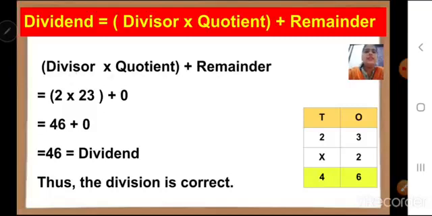Now divisor is 2, quotient is 23, plus 0. All the steps you are going to write one below the other neatly. Then we are going to multiply 2 into 23. Children, you are going to multiply it on your own. Draw a line there and you can do the multiplication in your rough column, which is equal to 46. 46 plus 0 is equal to 46, which is equal to the dividend. Thus, the division is correct. Write down all the steps properly.